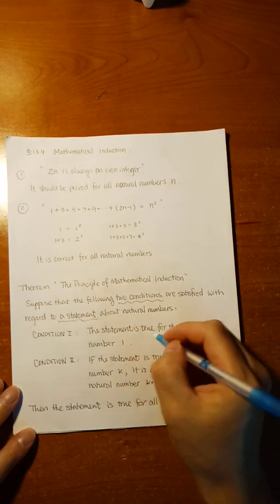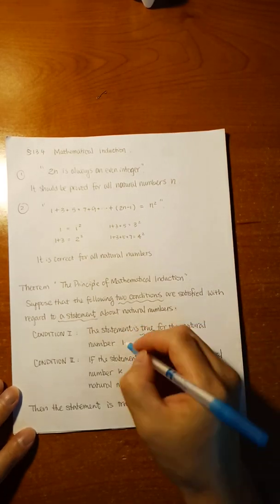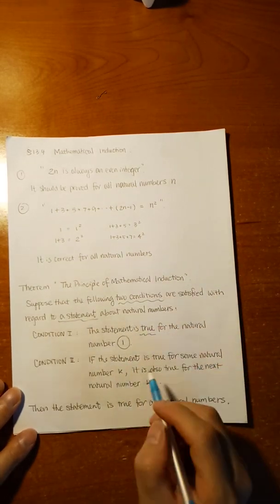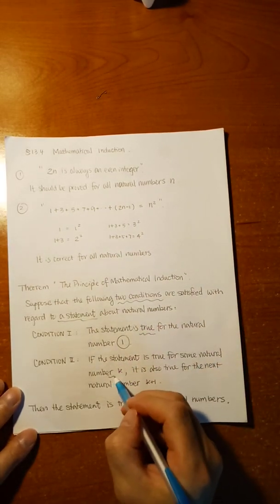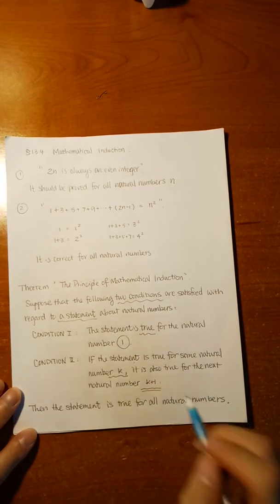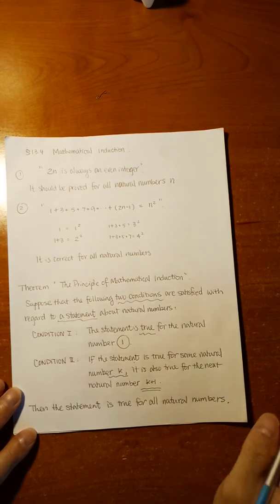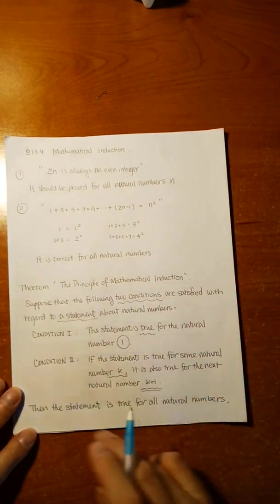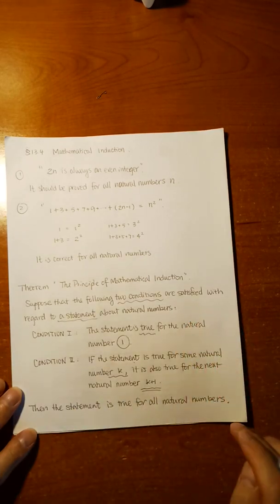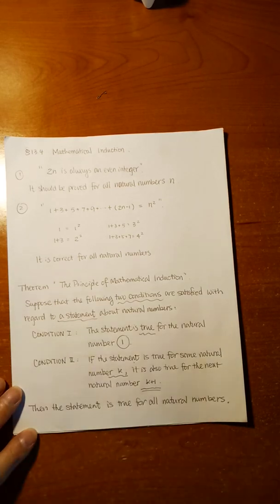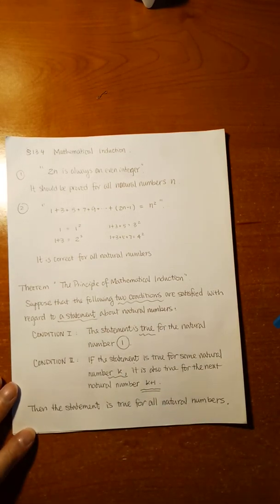So you have to literally check the statement is correct for the number 1. And then you're going to prove that, assuming for number k the statement is correct, how do you get that k plus 1 is also correct? If you can prove those two steps, then by the principle of mathematical induction, we will say that the statement is correct for all the natural numbers. Okay, we will have several examples.